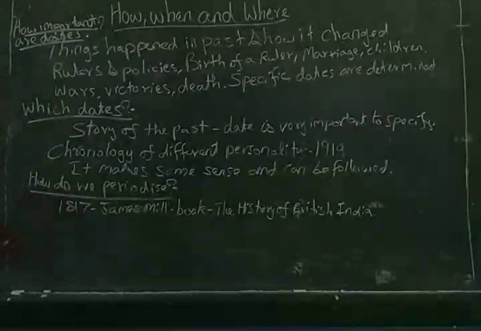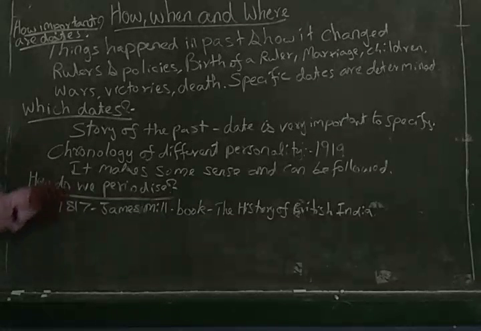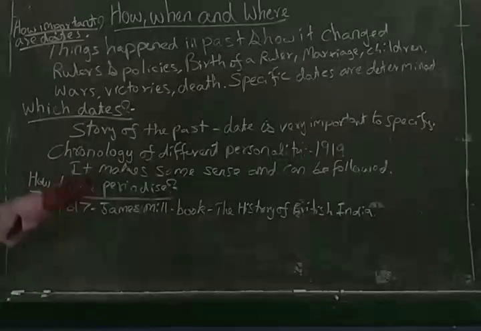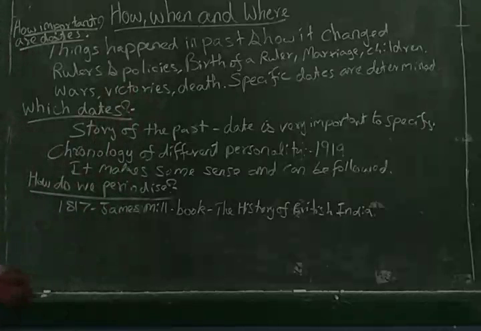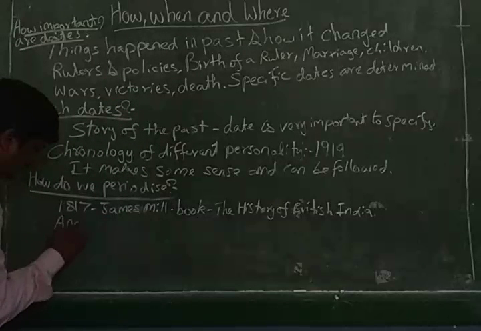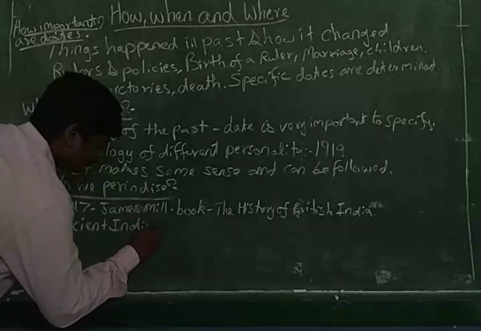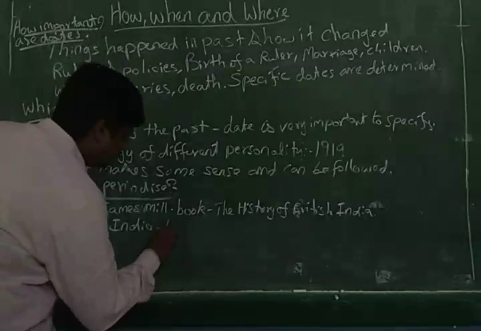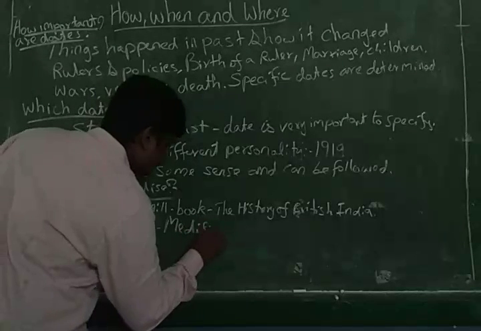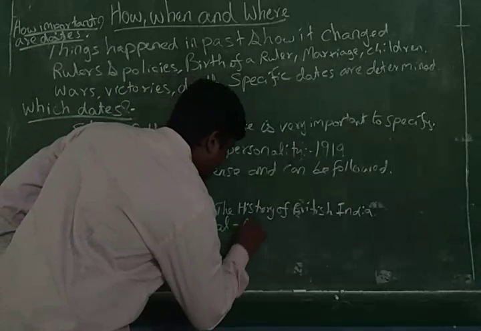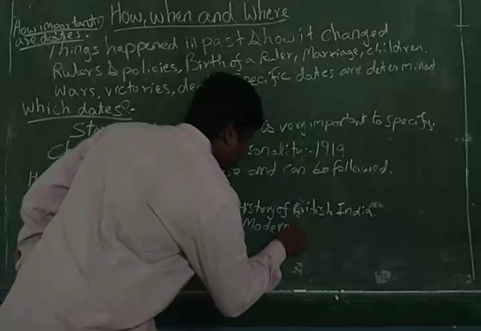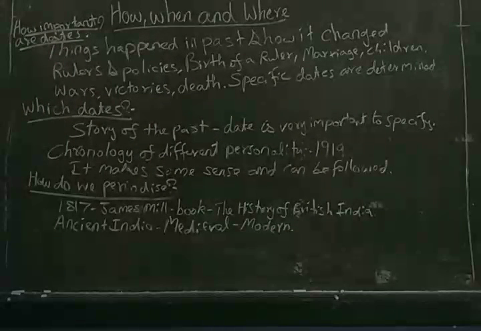And in that book, he classified India into 3 different ages. That is what? Ancient India, medieval, and finally modern. Okay, ma'am. And in that ancient India, what did he mainly mention? Mainly he mentioned the Hindu, Muslim, and finally British.